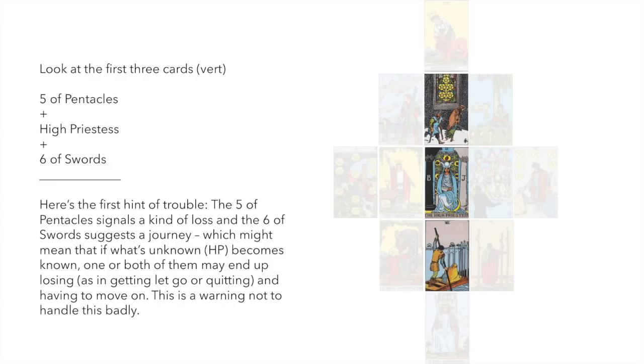And here we get our first hint of the risks that are involved in this, and I'll explore why there are risks. But the Five of Pentacles, it's always a card that's difficult to not associate with loss. And then the Six of Swords suggests a journey. So it might suggest that if what's unknown becomes known, one or both of them may end up losing. One of them may have to quit, or both may, one may get fired, etc. So there's a real risk of losing and having to move on. And there's definitely a mournful quality to this.